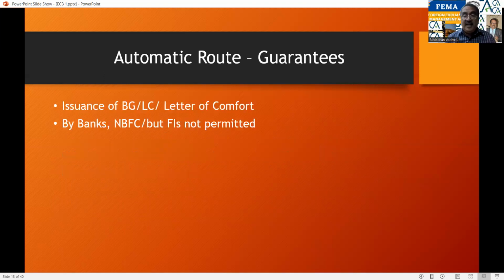And the guarantee, yes, it is possible. For guarantee also you can use it. This is the issuance of bank guarantee, LC, LG, that is letter of comfort, by banks and NBFCs, but financial institutions are not permitted to get the guarantee.